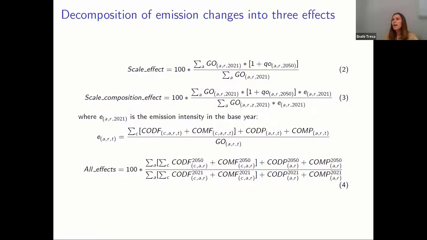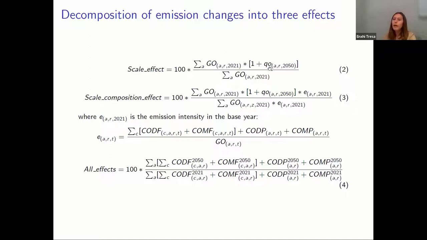Then the decomposition of emissions is the scale effect. So basically, this is the change in the gross output. So it's the share of the gross outputs from 2021 to 2050, so it's the change in total gross output until 2050. So we multiply by the growth rate in gross output compared to 2021.